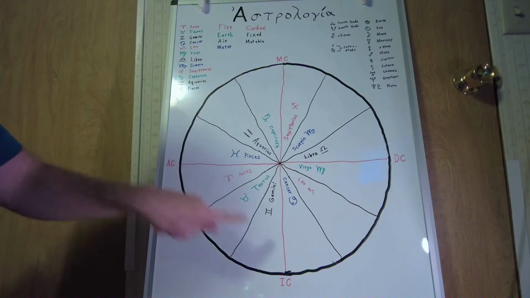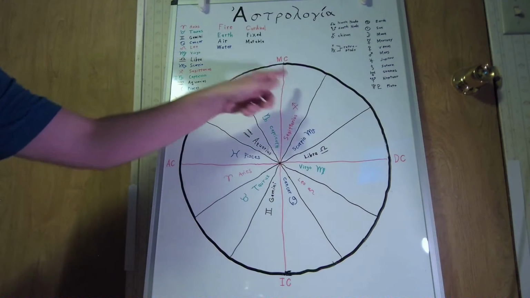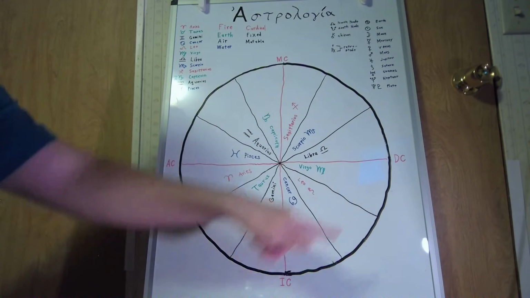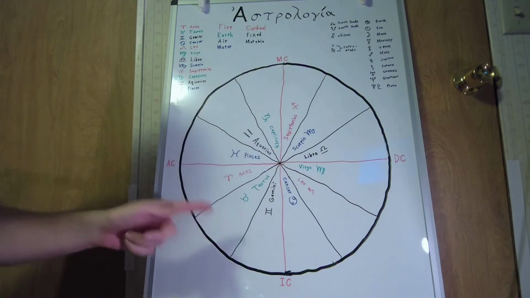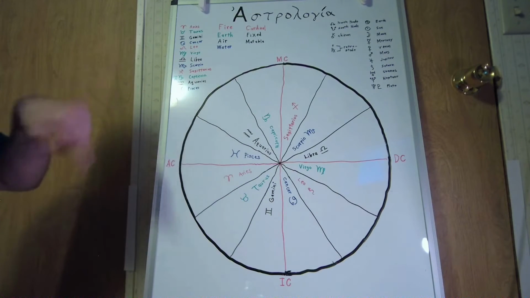And you'll also notice fire, earth, air, water. Fire, earth, air, water. It just goes on and on in a circle, all the way around.